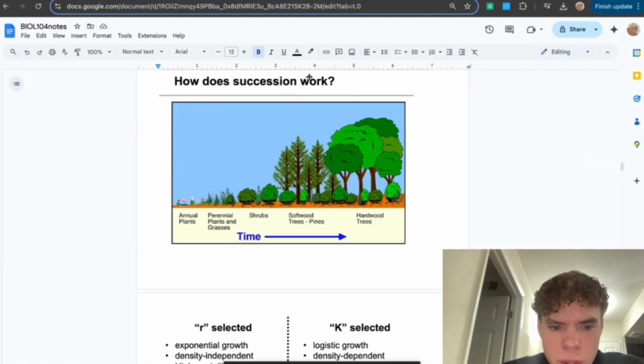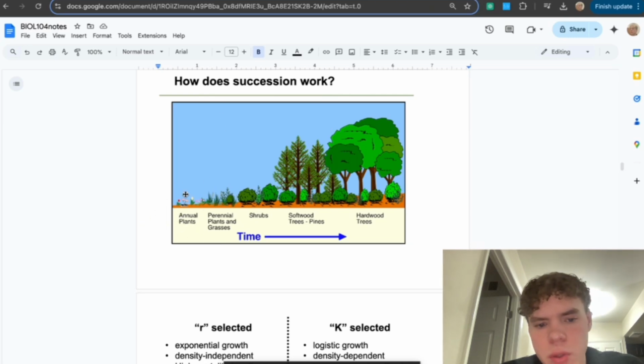Yeah, how does succession work? So say a volcanic eruption happens just before here. This would be primary succession, then secondary succession would make it habitable for plants again and animals, right?